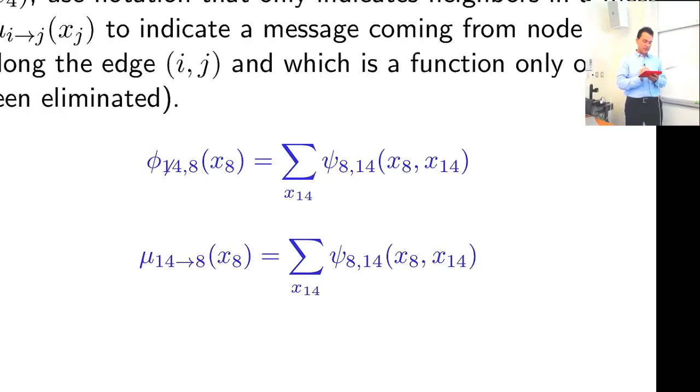Before, we took this potential function here, we marginalized out x14, and we had this notation phi, which has 14 crossed off. Now we're going to call it a message from 14 to 8.